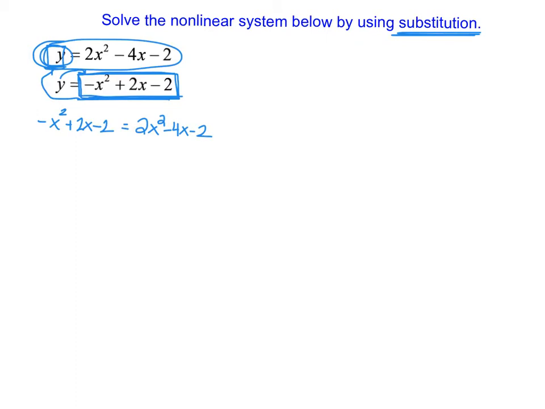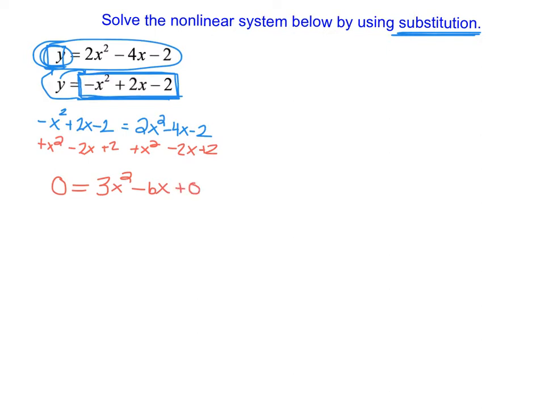And now from here, this looks a lot like the quadratics that I've seen in the past. And I know with quadratics, what I need to start off doing is get everything together on one side of the equation. So I'm going to start there. I'm going to add x squared to each side, subtract the 2x from each side, and then add 2 to each side. So here I end up with 0 equals 3x squared minus 6x, and this just becomes plus 0.